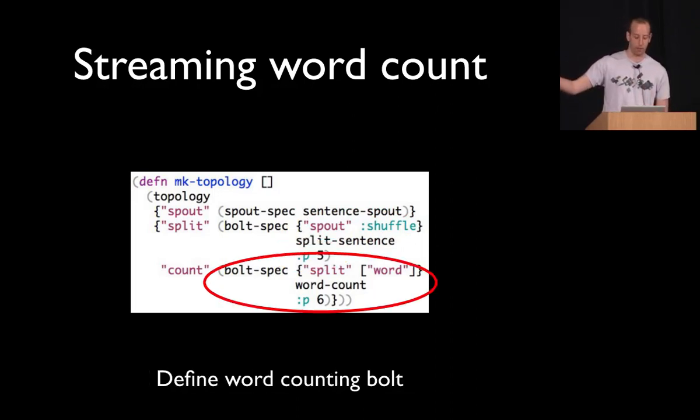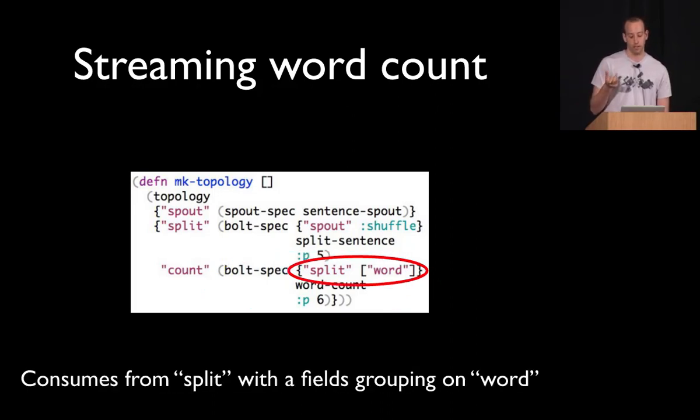And then here's the word counting bolt. This consumes its input from the split bolt that we just defined. And this is doing a fields grouping on the word field. This has the effect that the same word always goes to the same task. And this is actually very important for this computation. Imagine we used a shuffle grouping for that portion. Well, then the same word may go to different tasks, and each of those tasks may have a different view of how many times that word has appeared in the past, and it wouldn't be able to emit the right count for that word. By doing a fields grouping, we know the task that sees that word has seen every instance of that word, and then it can emit the right count. And then this bolt is given a parallelism of 6.